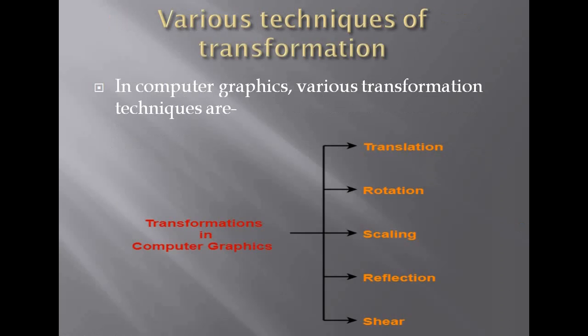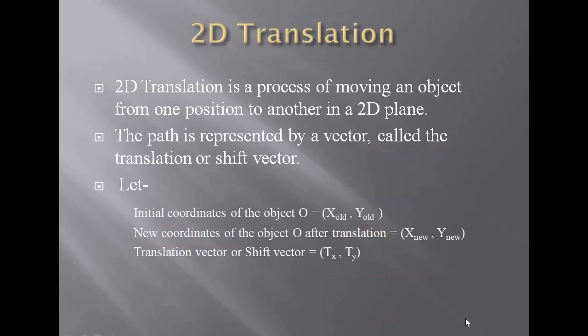Then we will study various techniques of transformation. In computer graphics there are various 2D transformations. The first one is translation, second is rotation, then third is scaling. After that there are reflection and shearing. First we will study what is 2D translation. 2D translation is a process of moving an object from one position to another in the 2D plane. It means we will move the object from our initial position to a new position. That can be done with the help of translation.